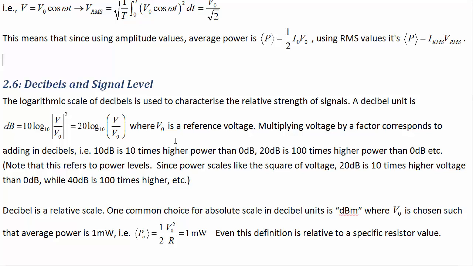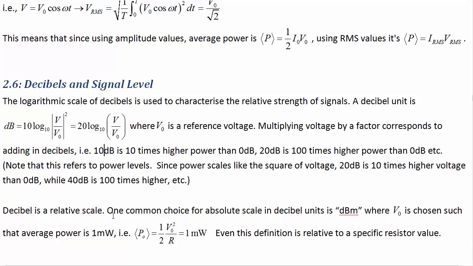This is always relative to some kind of a reference voltage. So if you want to say that this signal is a 20 decibel signal, that means that the voltage is 10 times higher than some reference voltage. You always have to know what the reference voltage is. Multiplying the voltage by a factor corresponds to adding in decibels. So 10 decibels is 10 times higher power than 0. 20 decibels is 100 times power than 0. If you want to talk in terms of voltage, then 20 decibels is 10 times higher voltage than 0. 40 decibels is 100 times higher, etc.